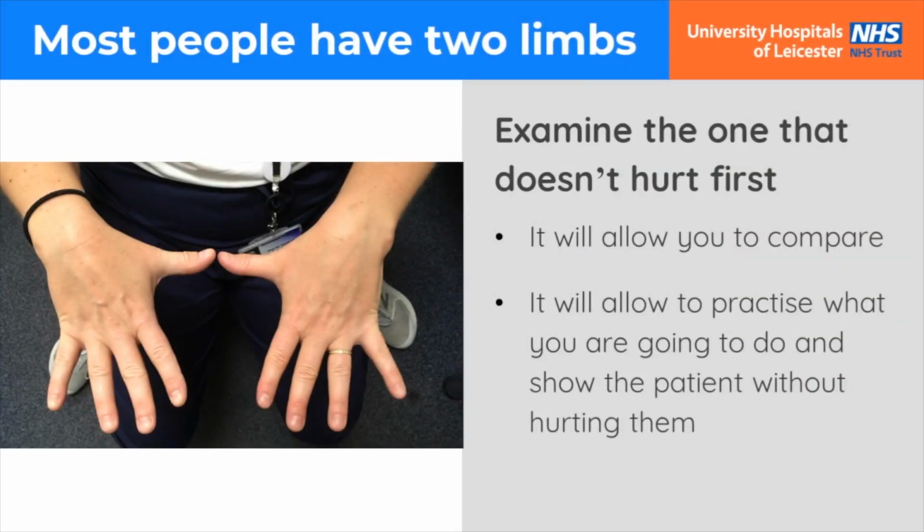This might sound totally obvious too, but most people have two upper limbs, and if you start with the one that doesn't hurt first, it'll allow you to go through your examination, practice what you're going to do, look at what you might find, and allow you to compare the two of them. It'll also show the patient that you're not intending to hurt them and what you're going to do next. And most children find that quite reassuring.